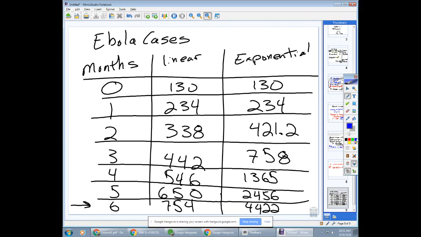So for linear on my calculator, I just kept adding 104. For exponential, I kept multiplying by something. Anybody want to tell me what I multiplied by each month? 1.8, yeah, my multiplier is 1.8, because I went up 80%. 100% is what I started with, that's the 1, 0.8 is the increase. That's my 1 plus r.